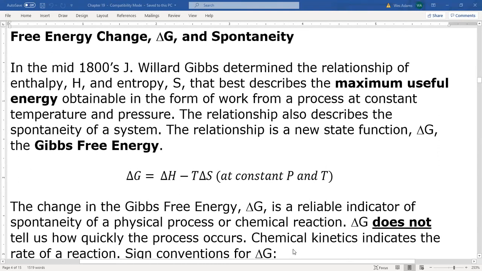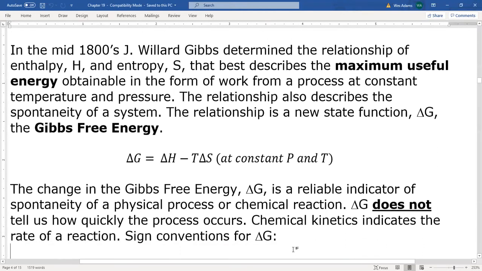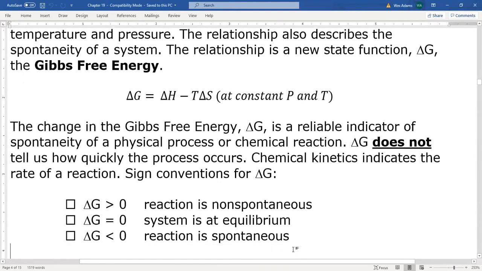So the change in the Gibbs energy is a reliable indicator of the spontaneity of the process. It does not tell us how quickly the reaction occurs. That's the job for kinetics. So the sign convention is that a positive delta G is non-spontaneous. A delta G equal to 0 is a system at equilibrium, and a delta G that's negative is a spontaneous reaction.